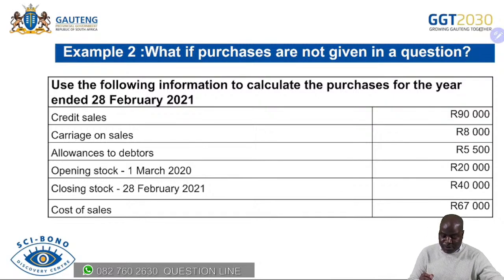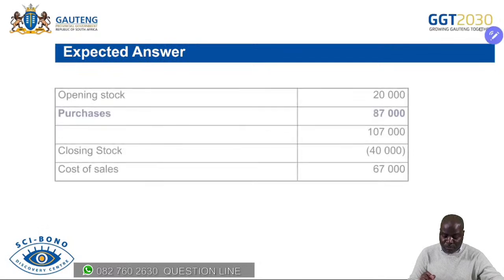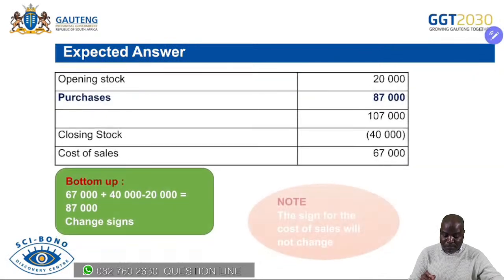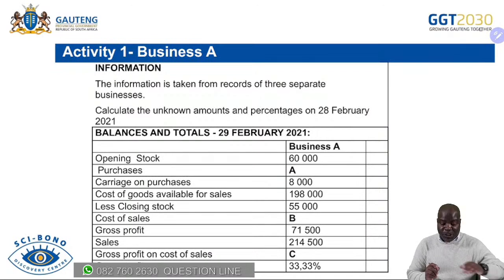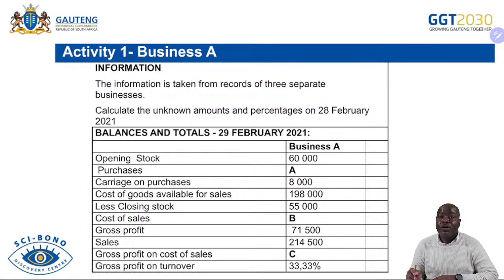Now let us move on. Activity 1, we're talking business. The information is taken from records of 3 separate businesses. We have got business A, business B, business C. So we are going to start off with the first business, which is business A. Calculate the unknown amounts and percentages on 28 February 2021.